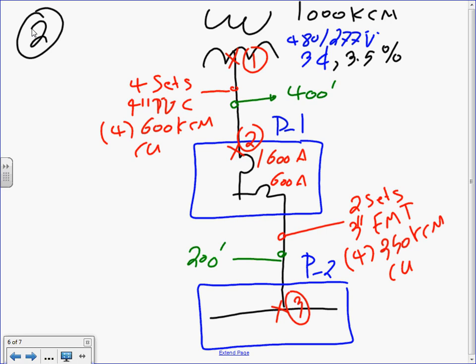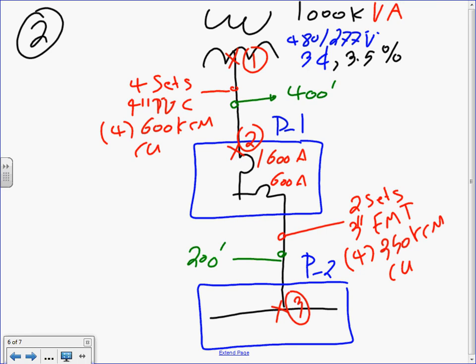This is a 1,000 kVA transformer, 480/277, three-phase. The impedance of this transformer is 3.5%. You guys are going to be sizing a system. This transformer is feeding a 1600 amp panel. The 1600 amp panel is feeding another 600 amp panel through main lugs only. Main lugs only panel here.